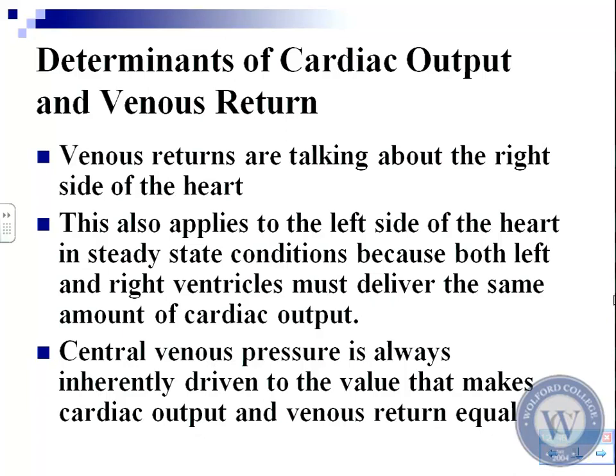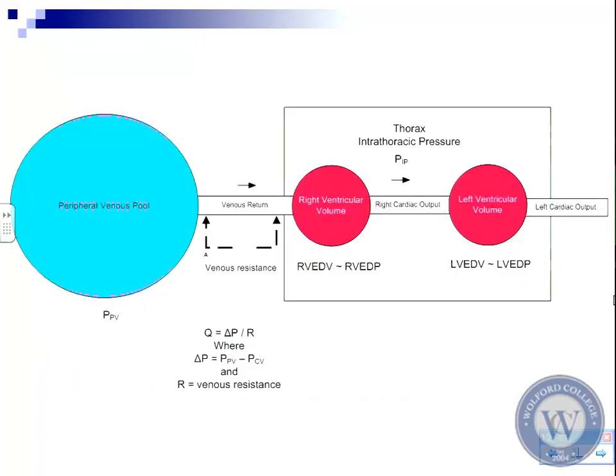So central venous pressure is always inherently driven to the value that makes cardiac output and venous return equal. That's what you're trying to achieve. Whatever the left cardiac output is putting out, the venous return has to equal. That should maintain a steady state throughout the whole cardiac cycle. That's what the book's trying to tell you in big words.